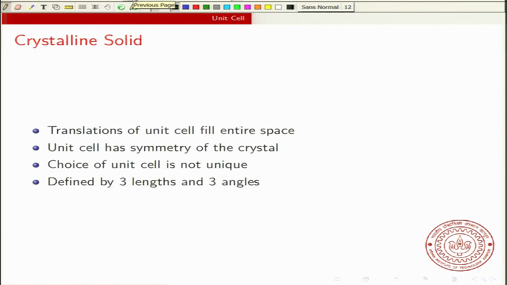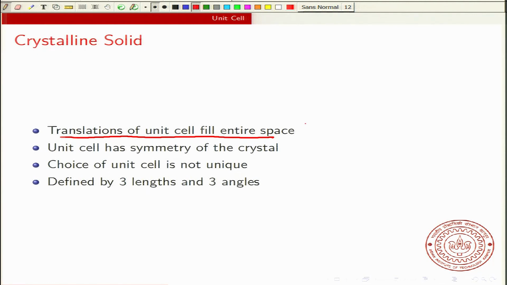As we saw in the last class, a crystalline solid consists of some repeating unit, and that repeating unit roughly we called the unit cell. And what we said is that this unit cell is the repeating unit of the crystal, and translations of the unit cell have to fill the entire space without voids. And this was very important. We said that the translations of the unit cell should fill the entire space without any voids.